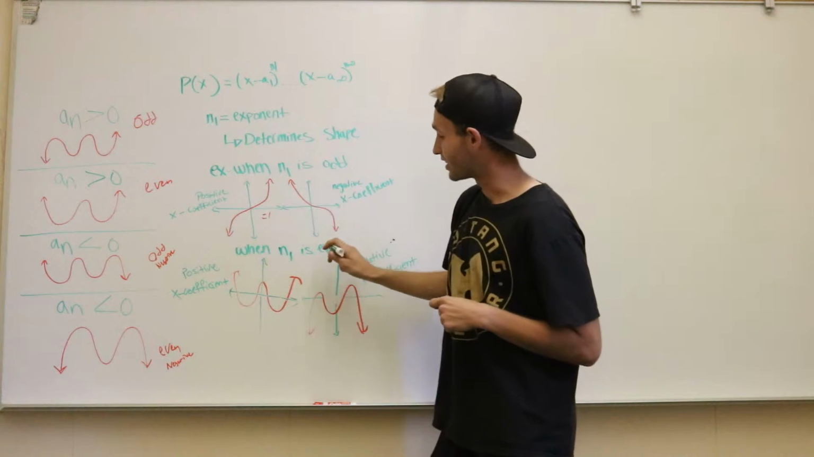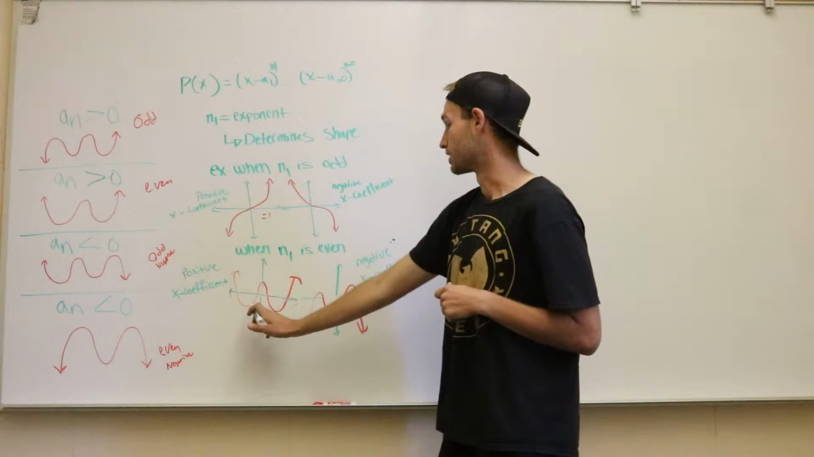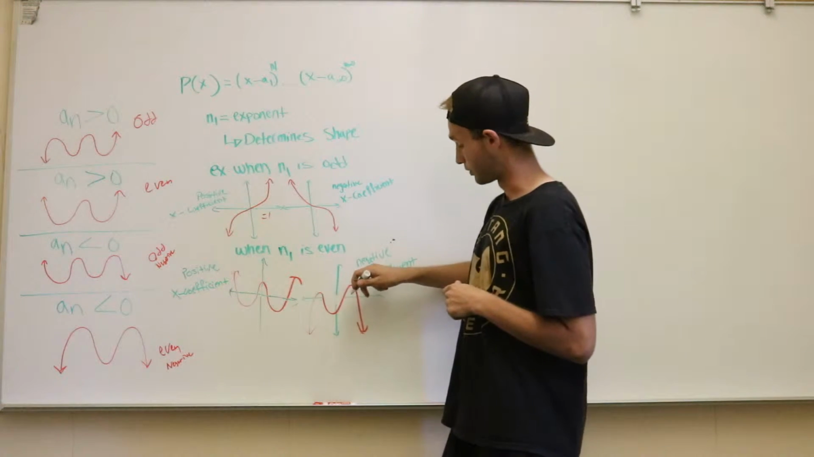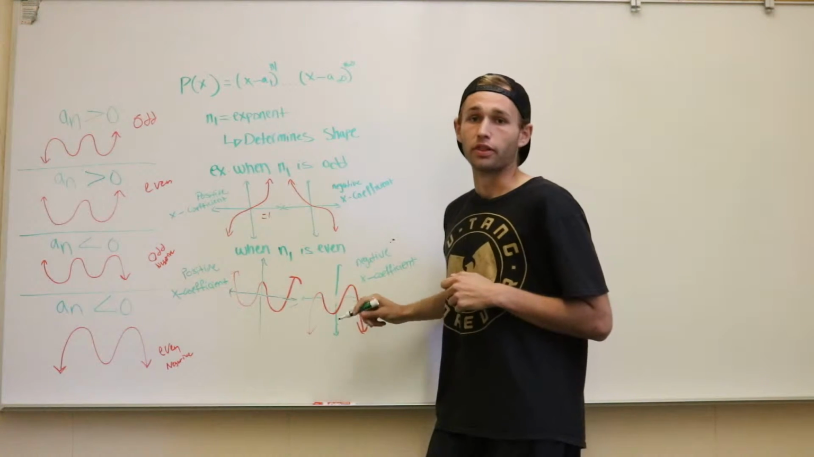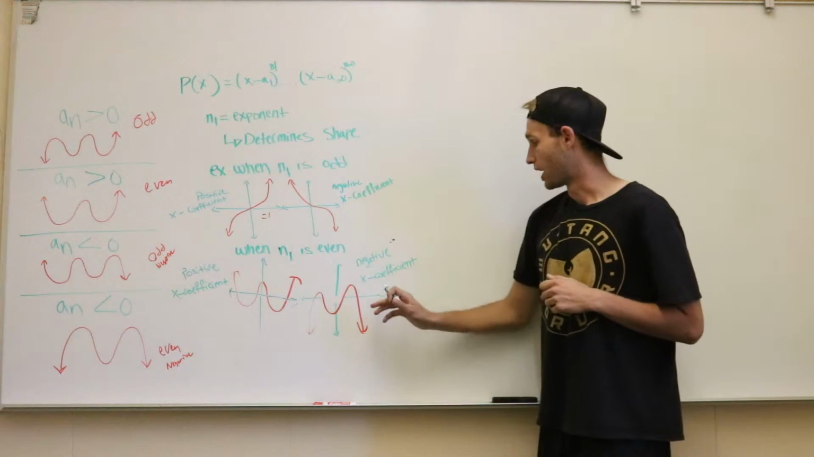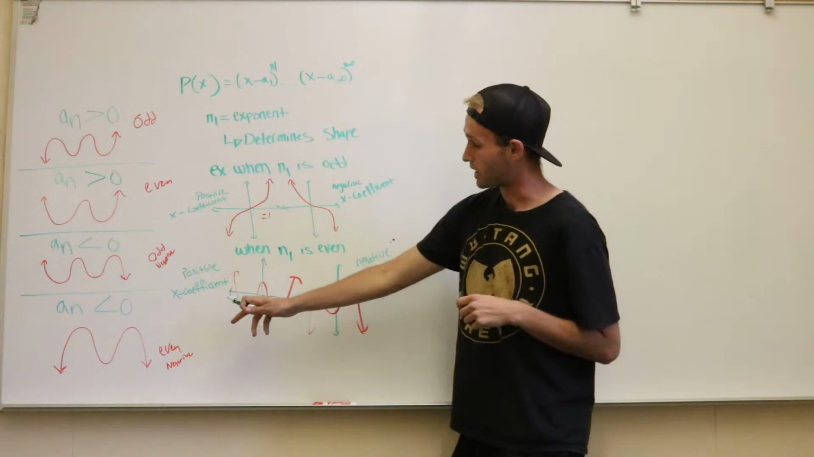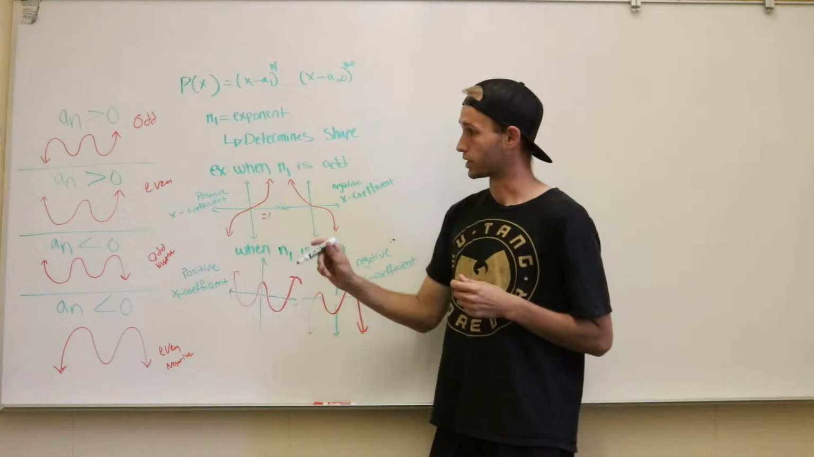If n is even, you'll get a graph more resembling this, where it bounces up and down or goes downward like this. Basically, if you have a negative x coefficient on this side, it'll go downward, and if you have a positive x coefficient, it'll go upwards.